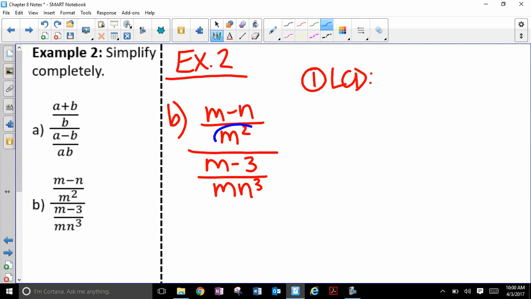Okay, so for the LCD, we have to look at the two denominators of the small fractions. We have m squared and mn cubed. What would this LCD be? Well, for m, you take the highest exponent, so that's m squared, and then we have n cubed. That's the only n thing we have.